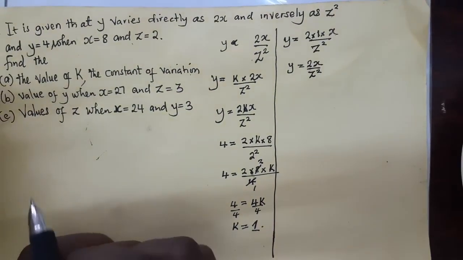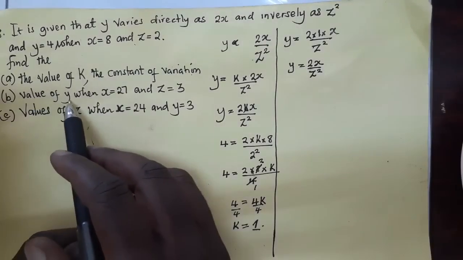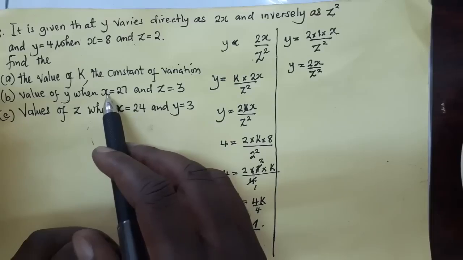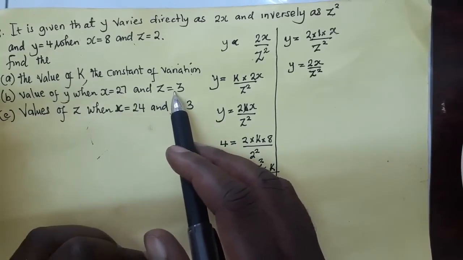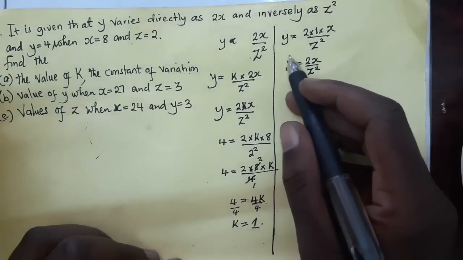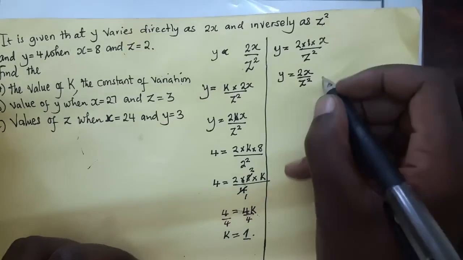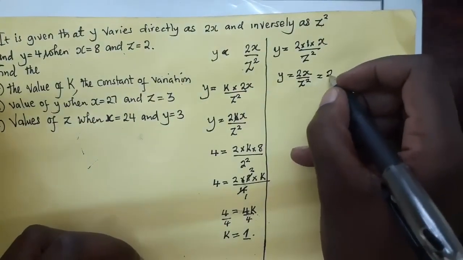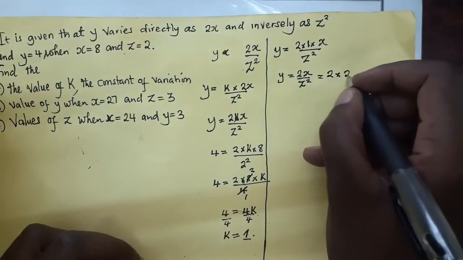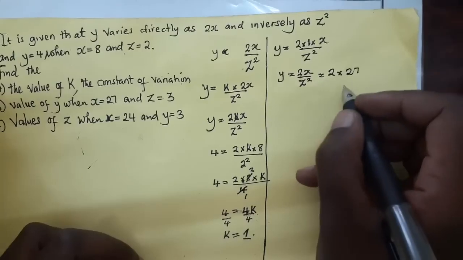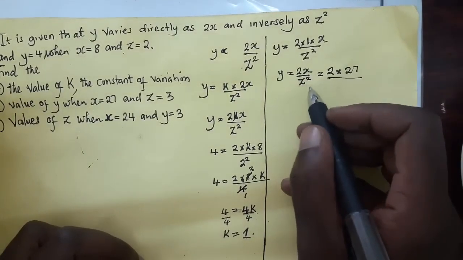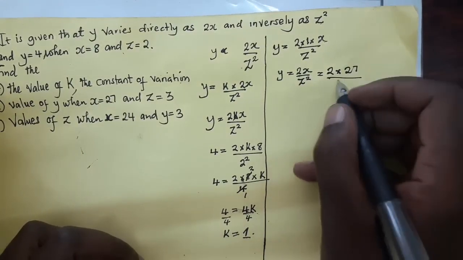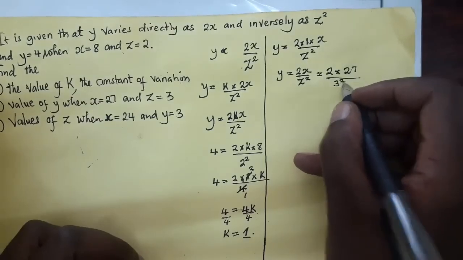So when you read question B, it says find the value of y when x is equals to 27 and z is equals to 3. Find the value of y when x is equals to 27 here. Then z squared, this must be 3 squared.